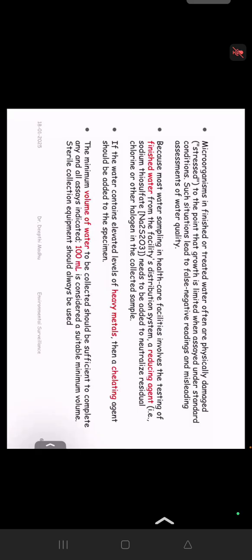It is good if you can send 500 ml. You can use a borosilicate bottle with a cap also. You can sterilize the bottle and reuse it also. But it is absolutely required that you should send at least 100 ml. It is good if you can send up to 500 ml.